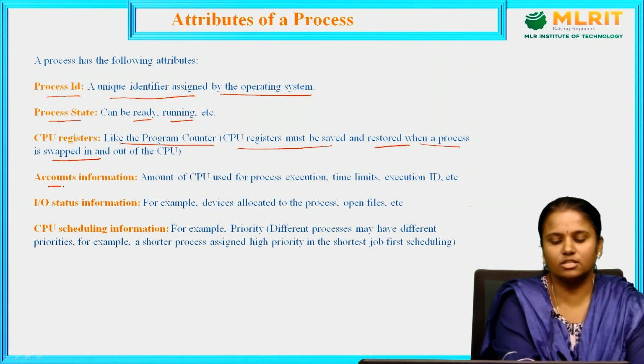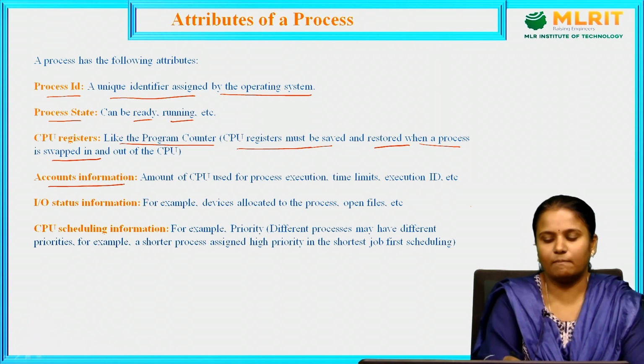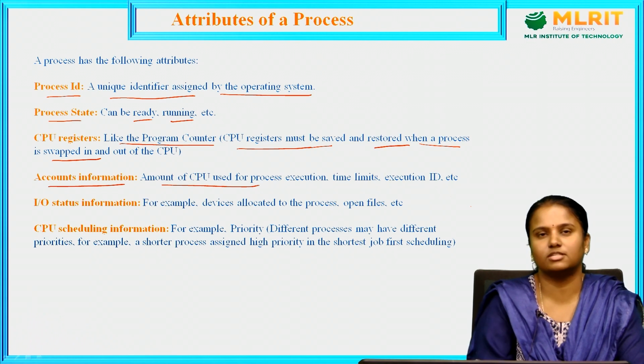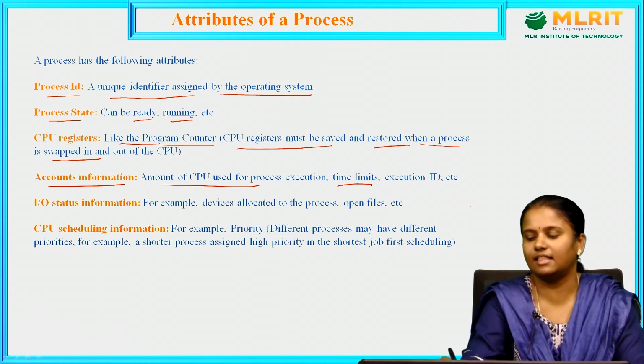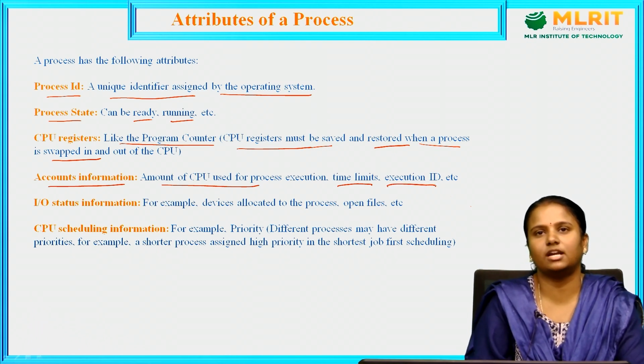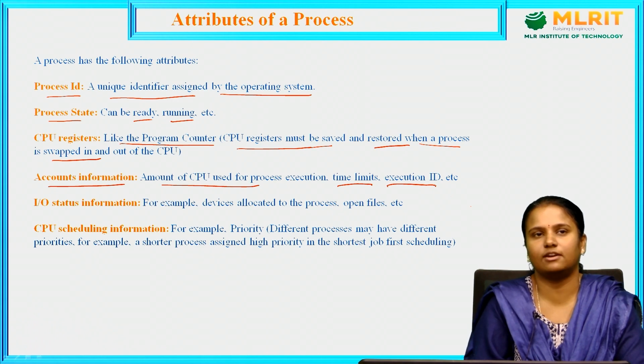Next, how the accounting information is stored. The amount of CPU used for process execution has some time limits. So each execution has some time limits and an execution ID. That is accounting information.